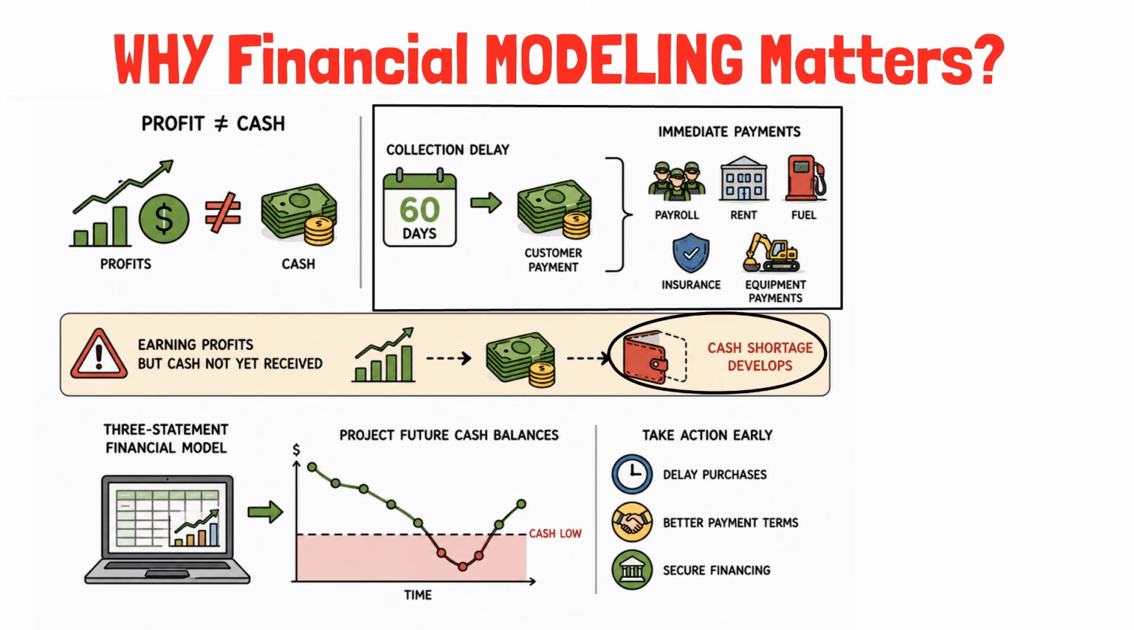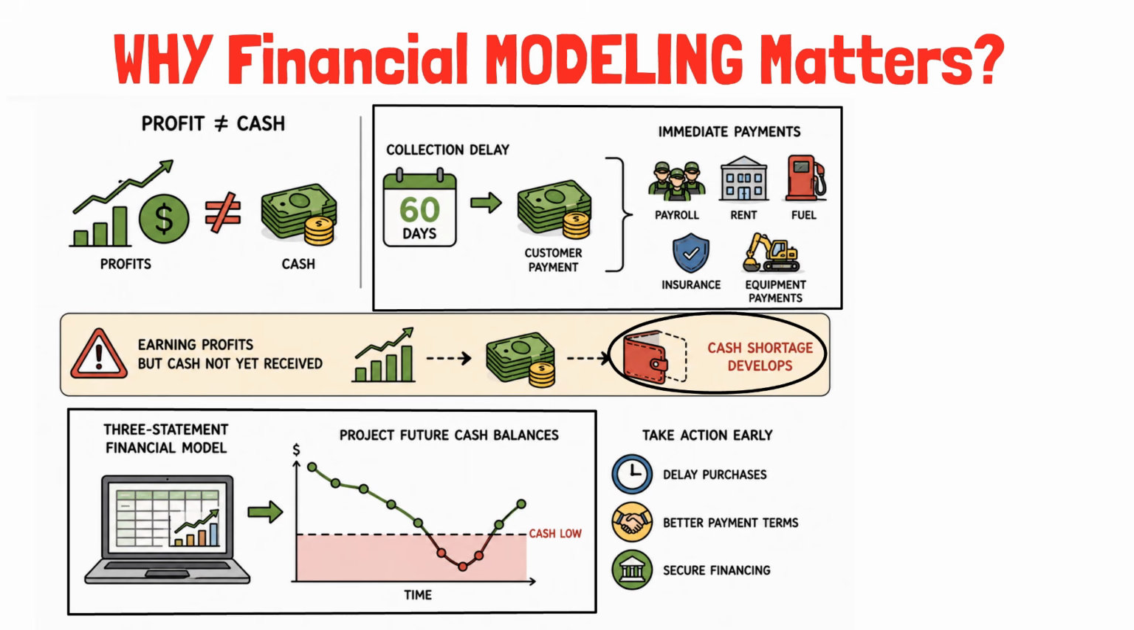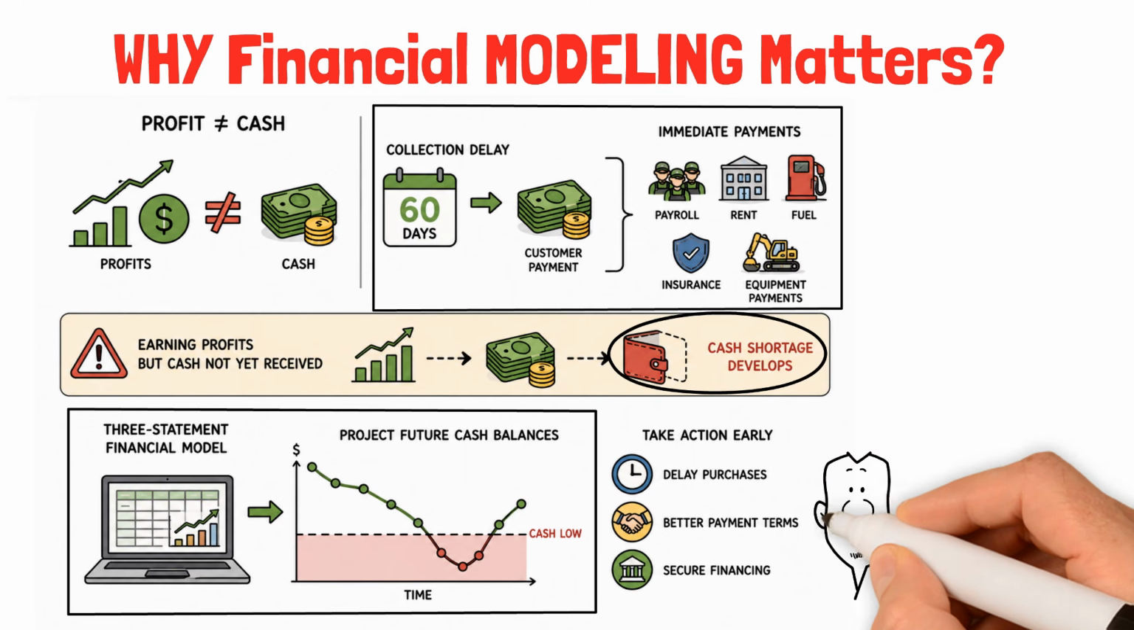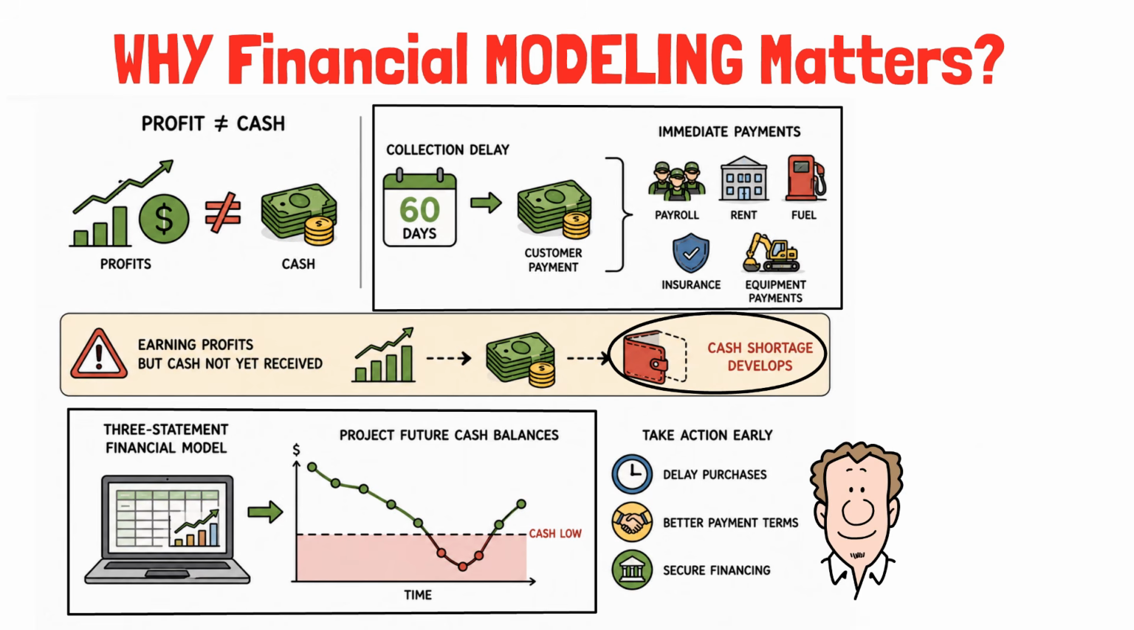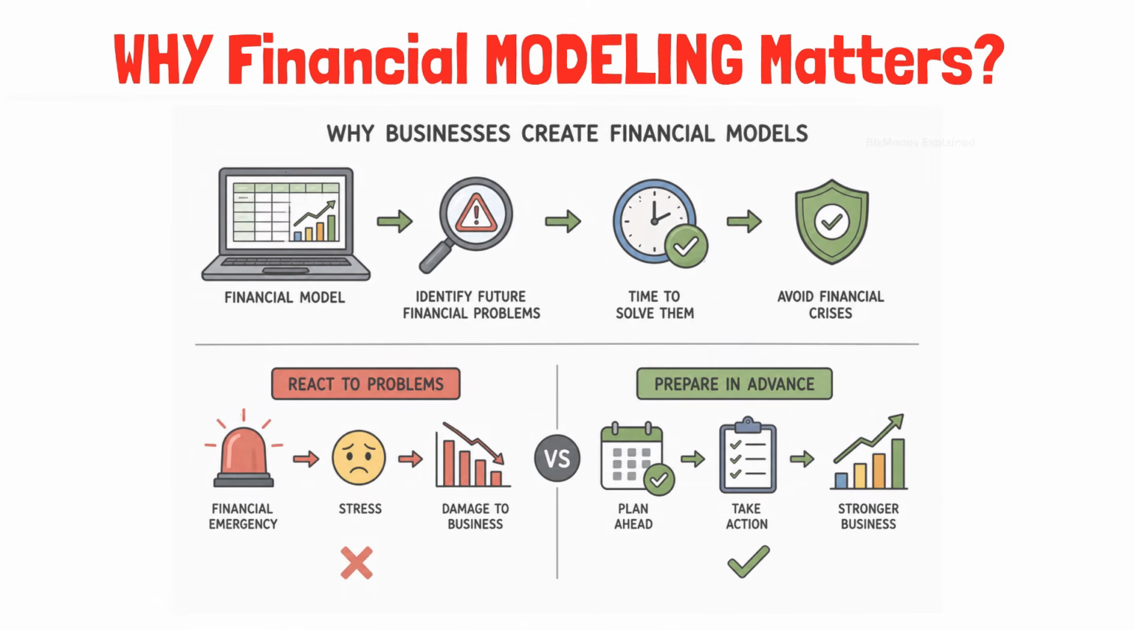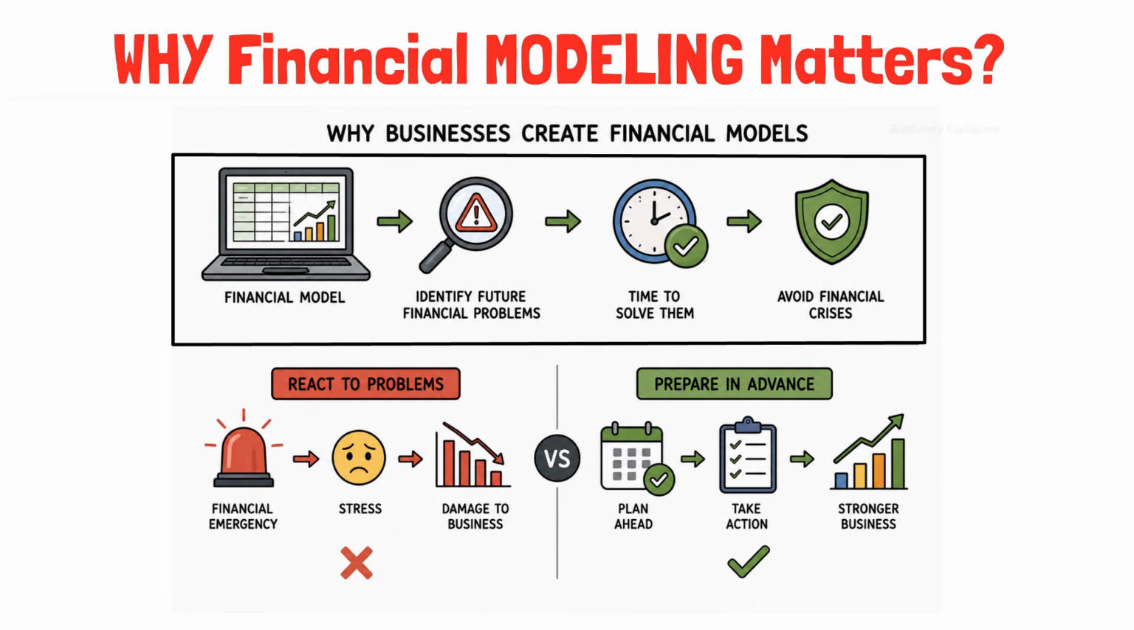A three-statement financial model would have revealed this problem long before cash became tight. By projecting future cash balances, the owner could have delayed equipment purchases, negotiated better payment terms, or secured financing before a cash shortage developed. This is one of the biggest reasons businesses create financial models. They allow owners to identify future financial problems while there is still time to solve them. Rather than reacting to financial emergencies, business leaders can prepare for them in advance.